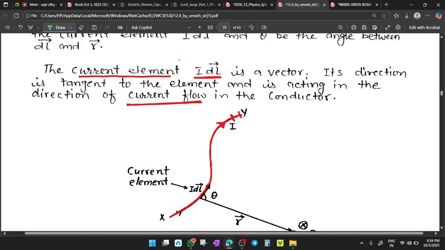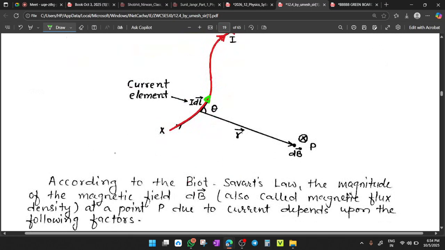Now I'm changing my pen color. Now this is the direction of Idl, and this is the point here, and you can say the field is propagated perpendicularly into the plane of paper. That's why it is cross field. Clear? And this is the point P, and the distance up to which we have to calculate the magnetic field intensity is vector r. This complete vector is vector r.